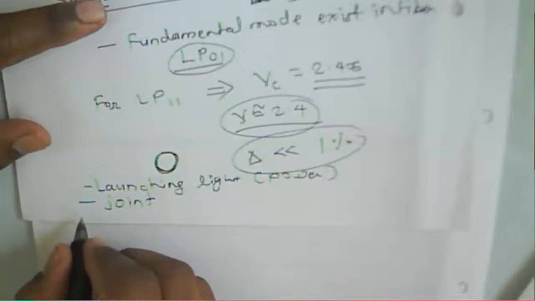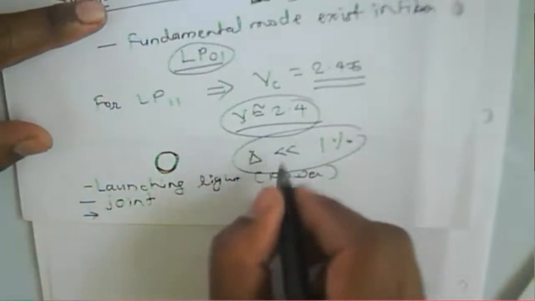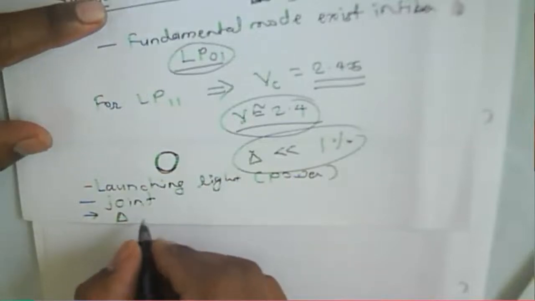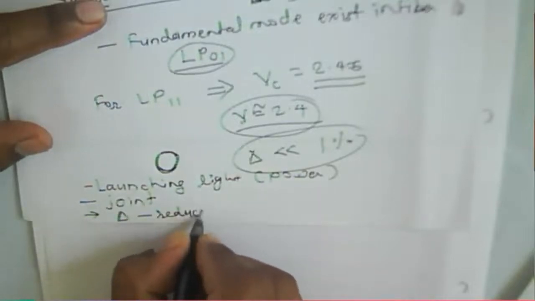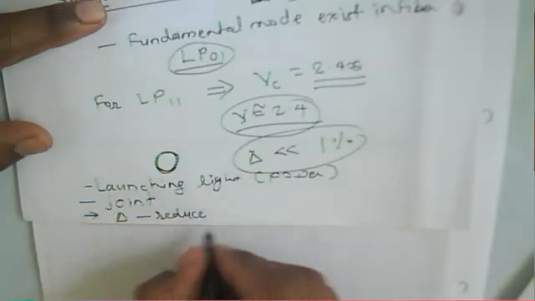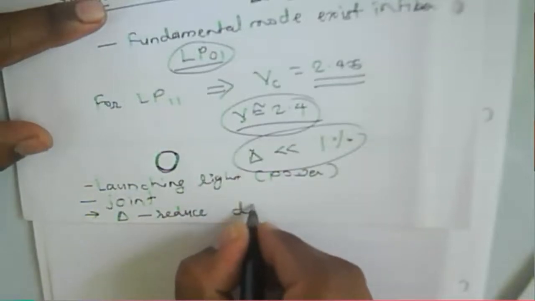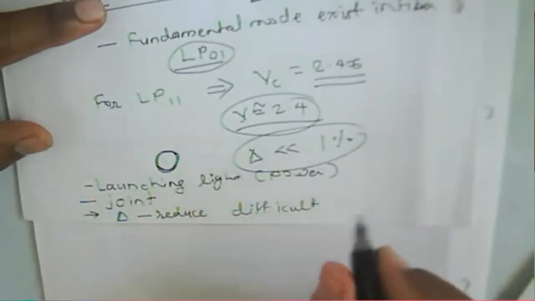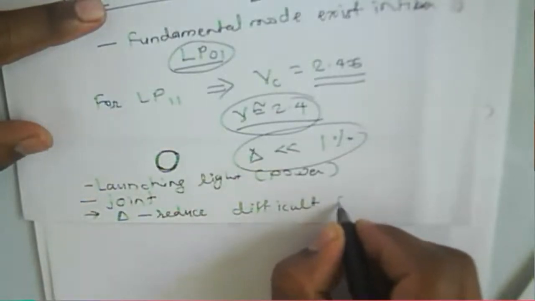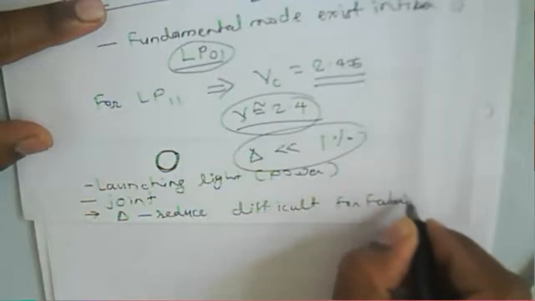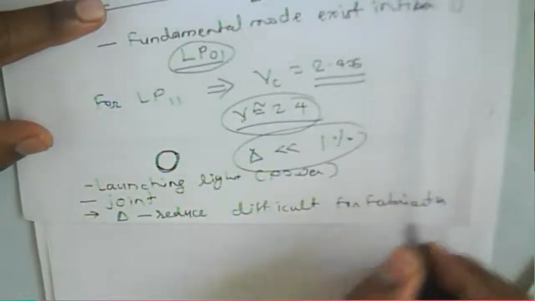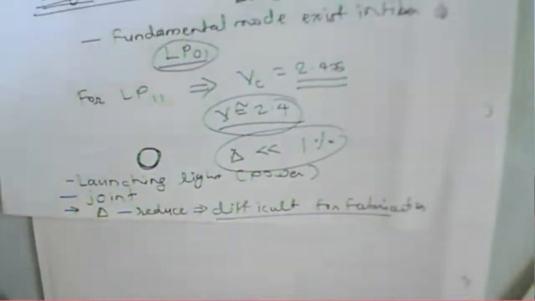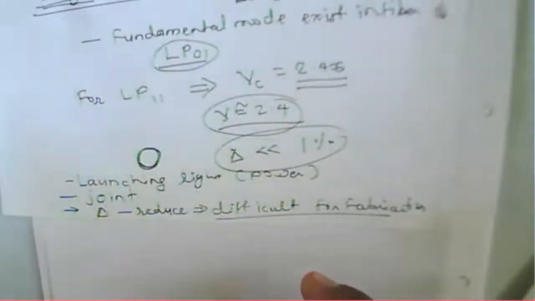And if you change the variation, we require del to be very small. So what happens if we reduce the del? If we reduce the del, it will be very difficult for the manufacturer, for producing the fiber, that is, fabrication. It is difficult for fabrication. Similarly, even if there are advantages, we have the disadvantages of this single mode fiber.